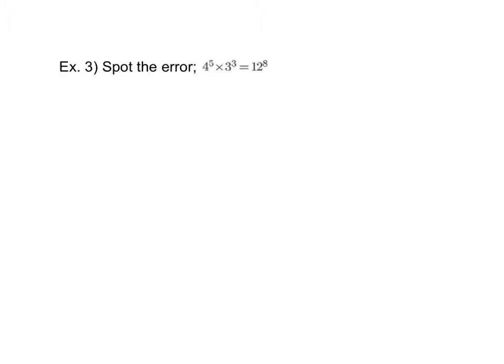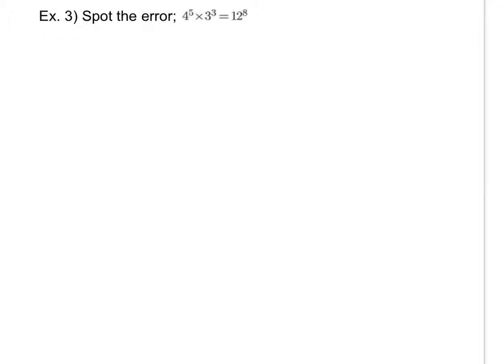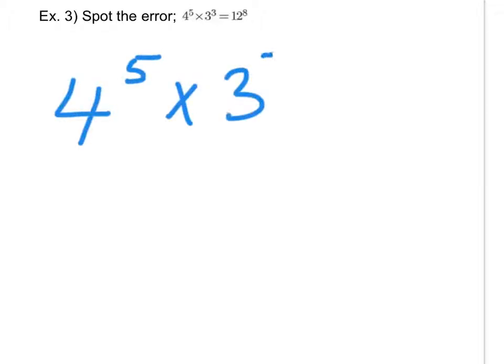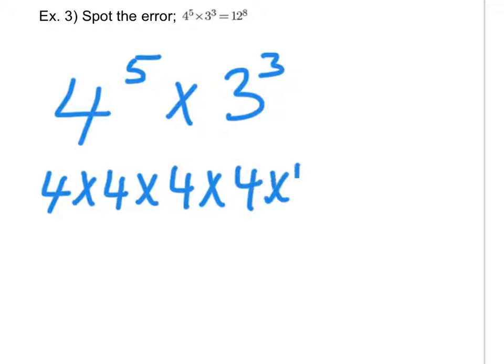Okay, here's a quick spot the error problem. What error did the student make in this situation here? Well, for one thing, are the base numbers the same? If the base numbers aren't the same, then that can't be made any simpler. Because that's 4 times 4 times 4 times 4 times 4, 1, 2, 3, 4, 5, and 3 3s.